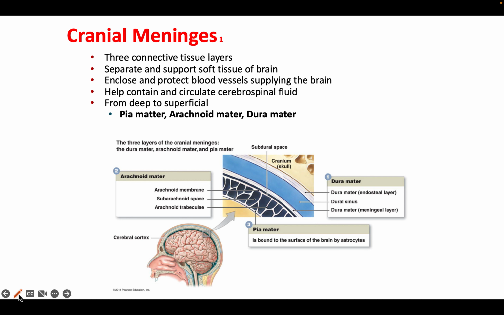So you've likely heard of meningitis. Whenever you came to college, whenever you came to university, you had to have the meningitis vaccine, right? And so meningitis is an inflammation of one or more of these meningeal layers here. So we'll talk about them from deep to superficial, starting with the pia mater, going to the arachnoid mater, and going to the dura mater.